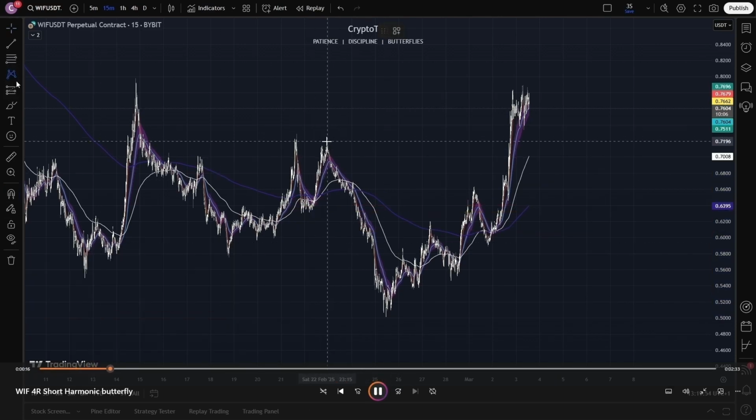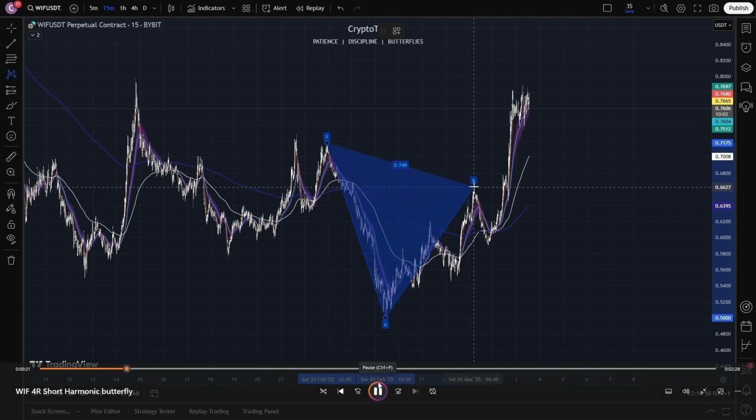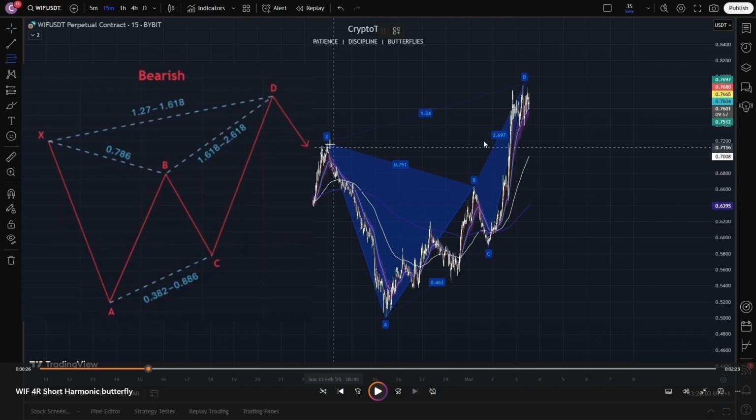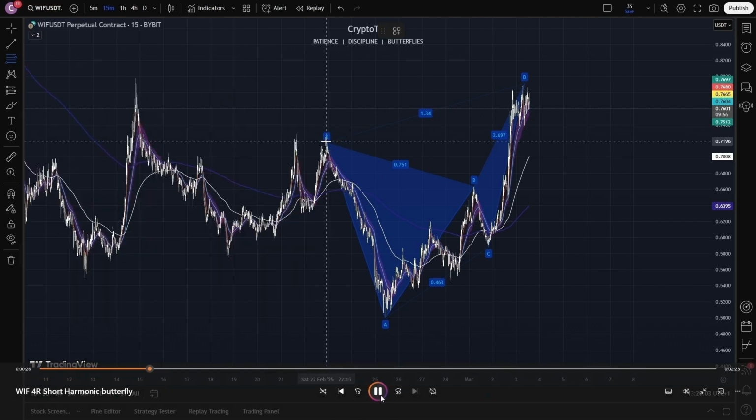So we take our harmonics or XABCD tool right here on TradingView, and we draw this out real quick. So now we did draw this out. You could either check these numbers right here with a cheat sheet and see if it's suiting for the butterfly pattern or not. I personally like to recheck my Fib levels myself.